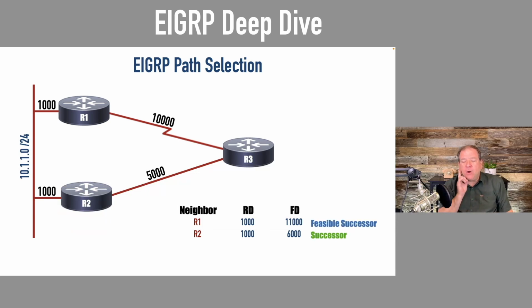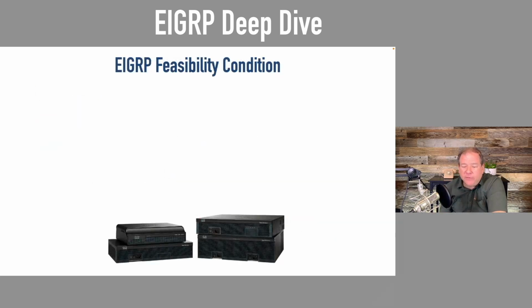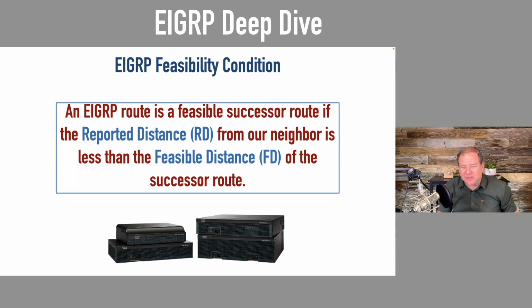And R1 is a backup path that I can fail over to almost immediately. That's going to be my backup, called my feasible successor. However, just because there's an alternate path to get to this network, that does not automatically make it a feasible successor. There's a rule, and I'm going to spend some time on this one because this confuses a lot of students. First of all, let me just read the rule, and then we're going to break it down.